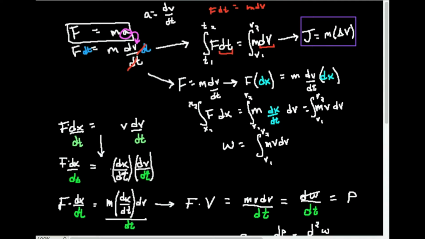What is F dx? F dx is the differential form of work. Okay, it's the differential form of work. So that means this F dx is dW, and that equals m dv over dt times dx.